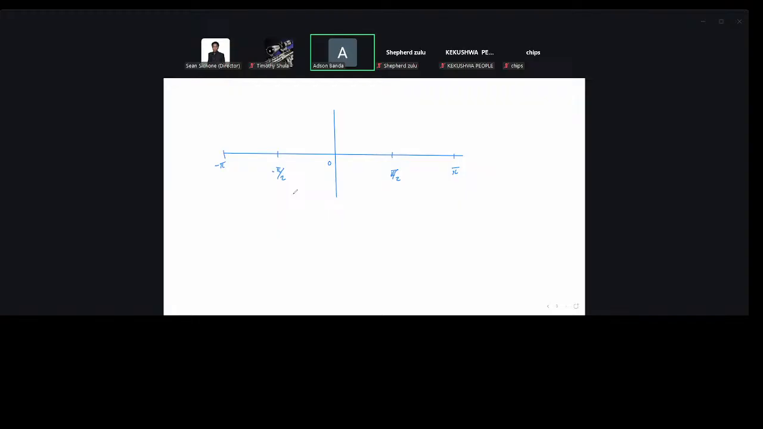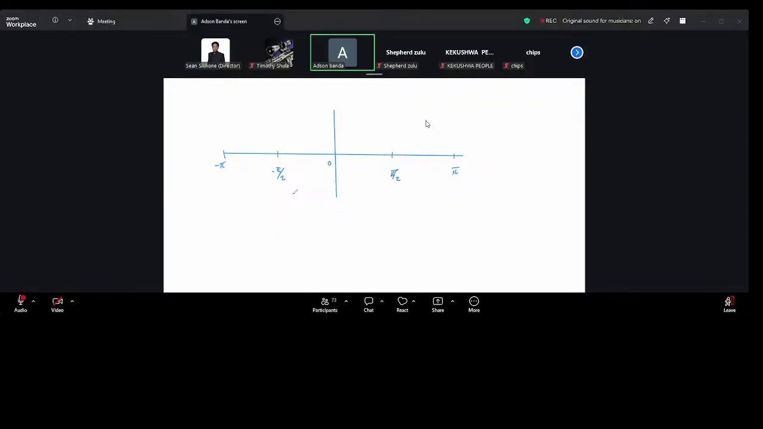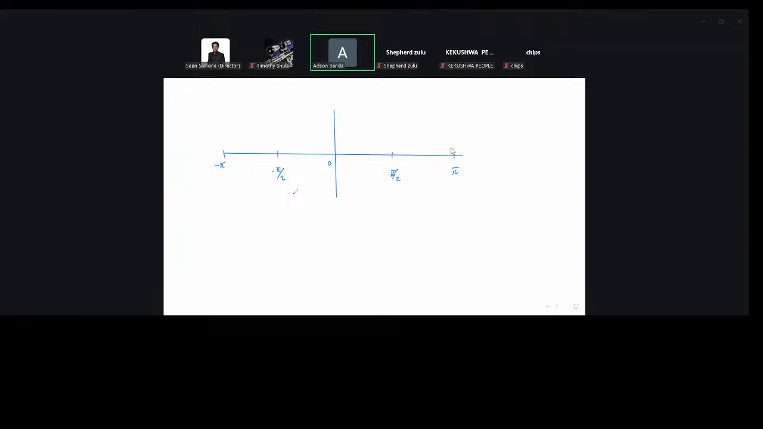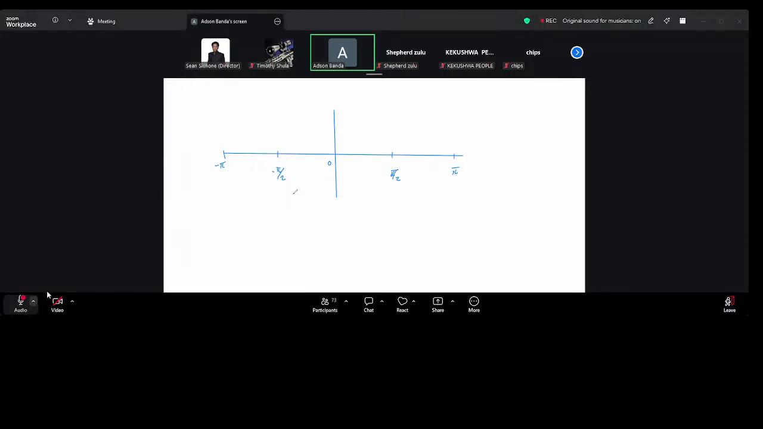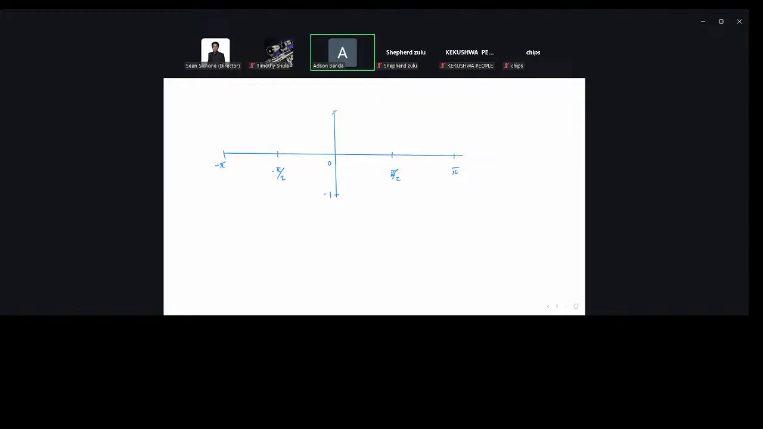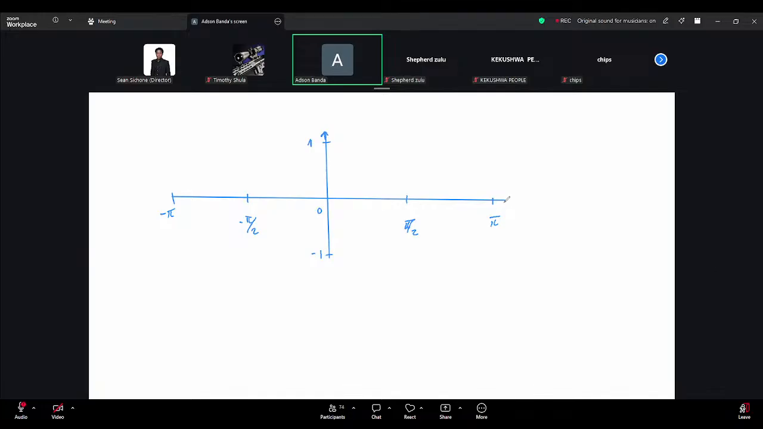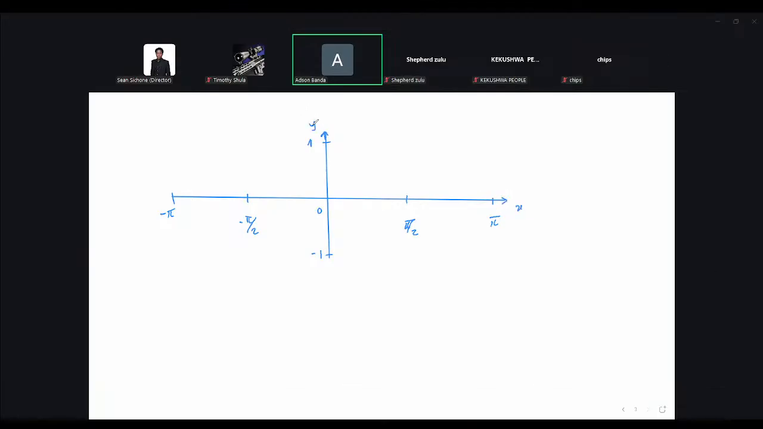Okay, so these are the ratios that we are going to use. So you can see from our ratios that the minimum we are going to get is -1, and the maximum that we are going to get is 1.